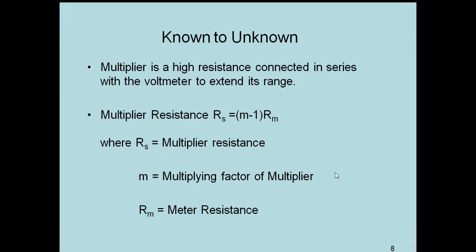So we have learned that the shunt resistance is given as Rsh equal to Rm by (M minus 1), and the multiplier resistance is given as Rs equal to Rm into (M minus 1). Please remember these formulas, and we will solve some problems on this extension of range of meters.